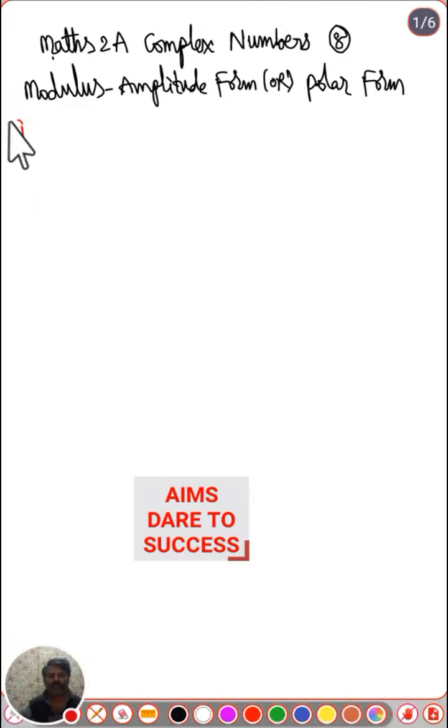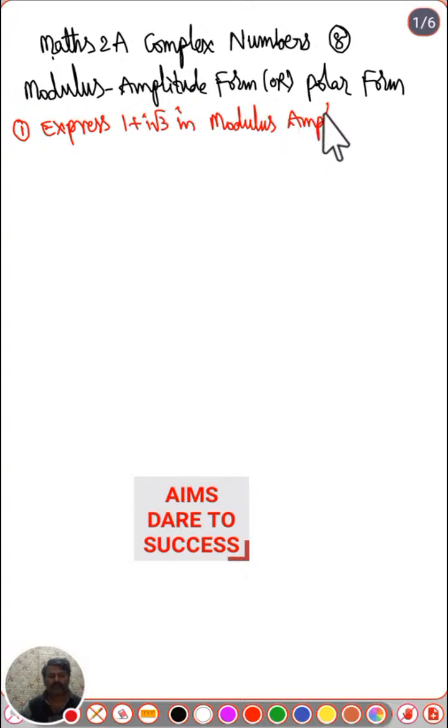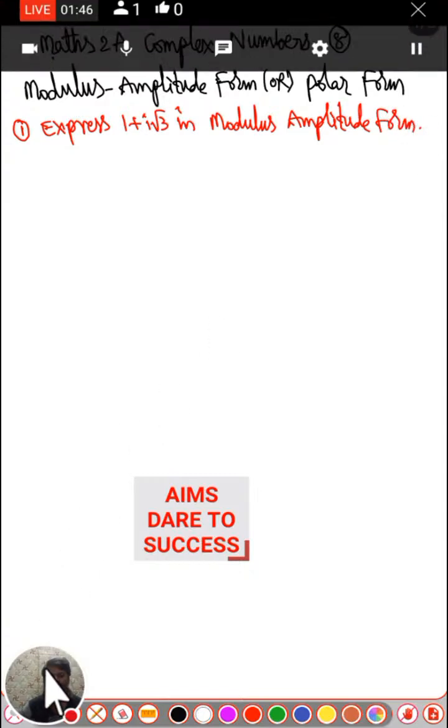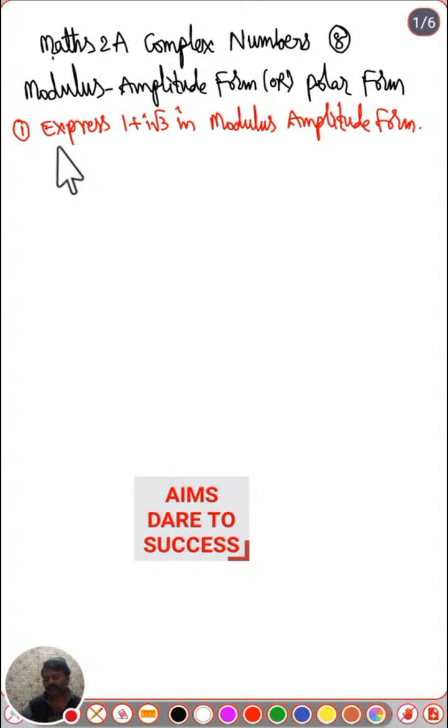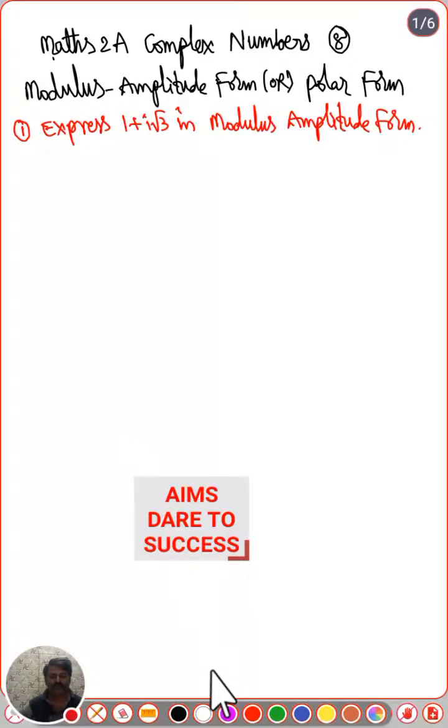Now I will write a problem. Express 1 plus i root 3 in modulus amplitude form. Okay, my dears, this is the question: 1 plus i root 3. So now I am starting the solution.